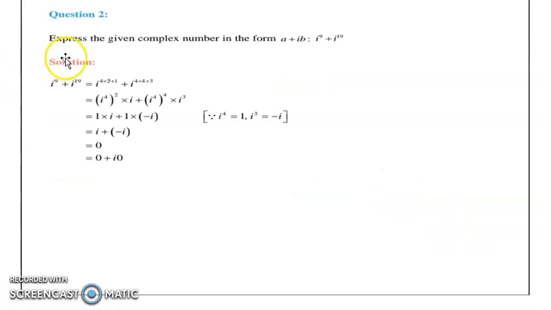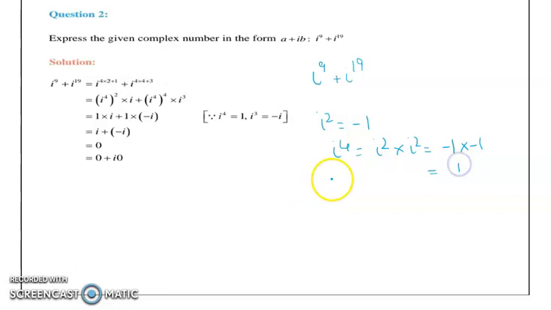The next question says express the given complex number in the form of a plus ib. So now it is given i raised to the power 9 plus i raised to the power 19, students. So we know i square is equal to minus 1. So i raised to the power 4 is equal to i square into i square, which is equal to minus 1 into minus 1, which is equal to 1. So i raised to the power 4 is equal to 1. Right, students? This means if we take multiples of 4, we will get the value of 1. So this is what we have done.